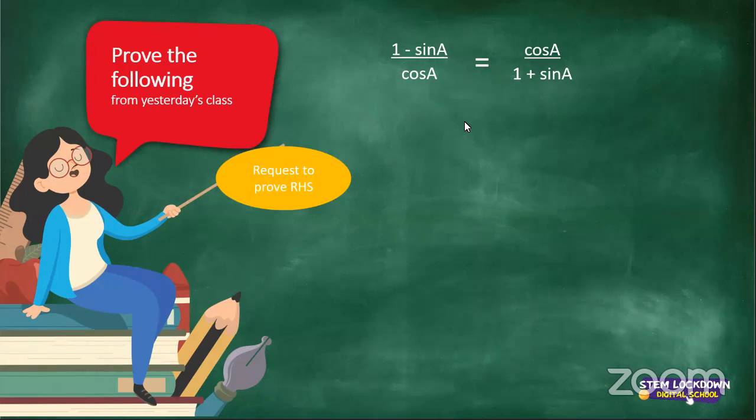And in some cases, you do find yourself simplifying both sides, right? So in yesterday's class, I simplified the left-hand side. What I'm going to do quickly today is simplify the right-hand side to show you guys how to prove the right-hand side equal to the left-hand side.